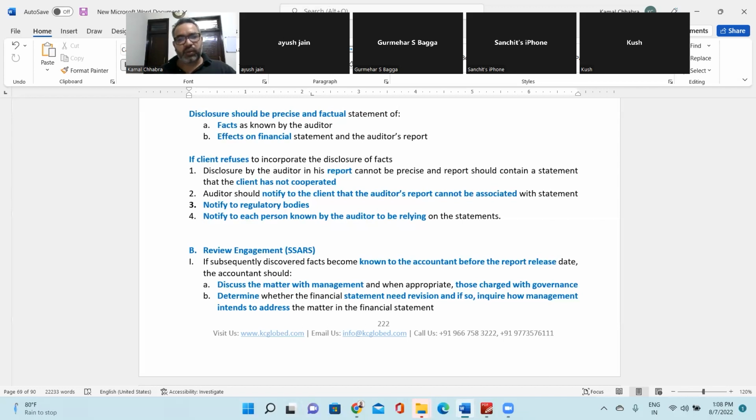Second, the auditor should notify the client that the auditor's report cannot be associated with the statements. So here you will be sending a notification to the client, wherever you are sharing your factually incorrect financial statements, please do not attach my audit report. That notification you need to formally communicate to the client. Third is to notify the regulatory bodies like the SEC, income tax departments, state tax, municipality tax department, and other regulatory authorities. Fourth is to notify each person known by the auditor to be relying on the statements. So if you know lenders, shareholders, or prospective shareholders are relying on the financial statements, it is your responsibility to notify them.